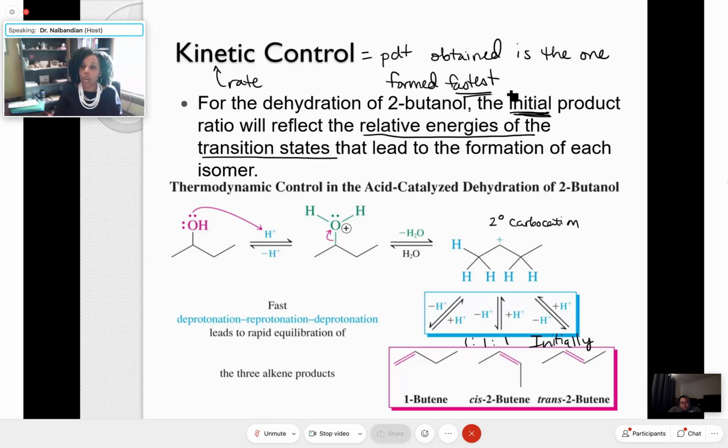And so we said we get a 1 to 1 to 1 mixture. They're all formed fastest initially because the energy of the transition states is the same. So when a reaction's under kinetic control, whatever has the lowest energy transition state is what's going to form fastest. And the transition state energies are about the same for all 3, and so we get a 1 to 1 to 1 mixture.